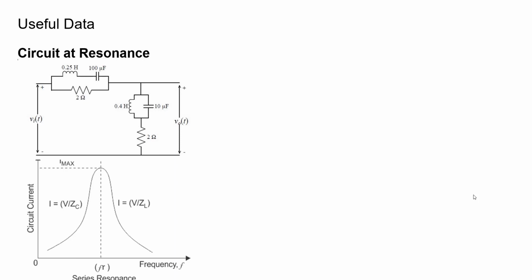To solve this problem, we need to know the concept of resonance. When the circuit is at resonance, it means that it supplies an excitation with a frequency omega which is equal to 1 divided by the square root of L multiplied by C. This is the inductance and this is the capacitance. When the excitation frequency is this, it is called the resonant frequency, and at resonance frequency the output of the circuit is maximum. The current that passes through the load is maximum.